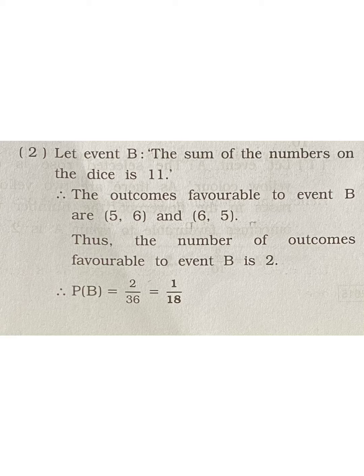Next is the probability of getting a sum of numbers on the dice equal to 11. There are only two favorable outcomes, (5, 6) and (6, 5), that is 6 plus 5 is 11. So the probability is 2 by the total number of outcomes, that is 36. 2 by 36 is equal to 1 by 18.